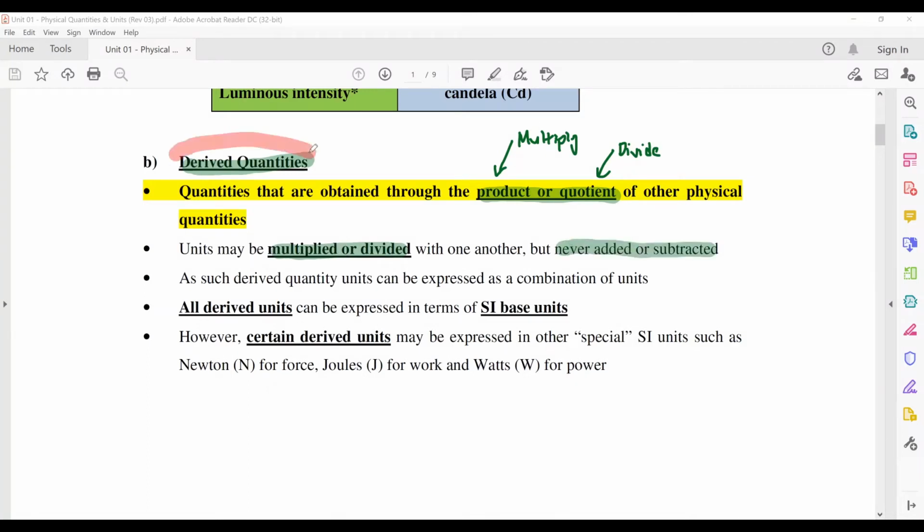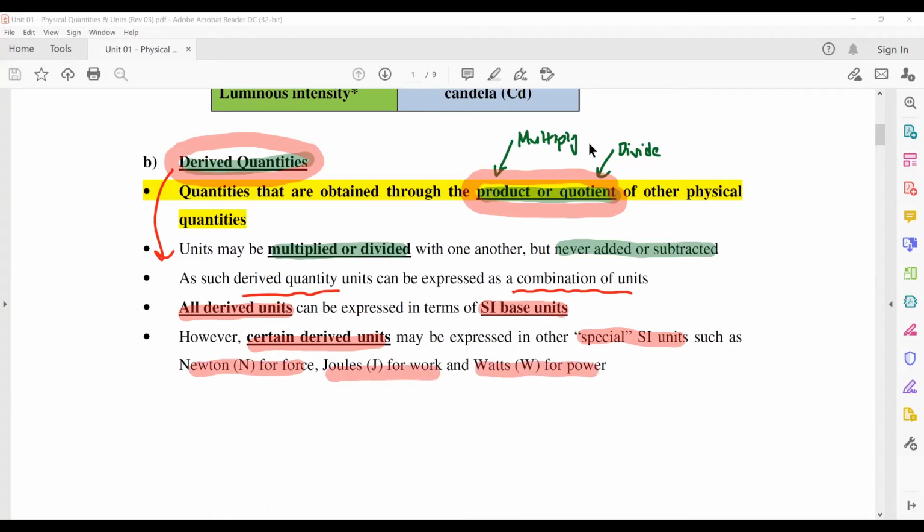So if a derived quantity is defined as the product or quotient of other physical quantities, it would mean that the derived quantity's unit is a combination of units. It's important to know that all derived units can be expressed in terms of SI base units. However, certain derived units may be expressed in terms of other special SI units instead, such as Newton for force, joules for work, and watts for power.